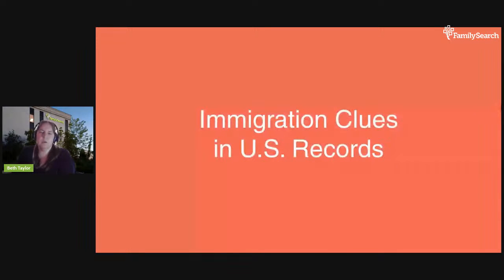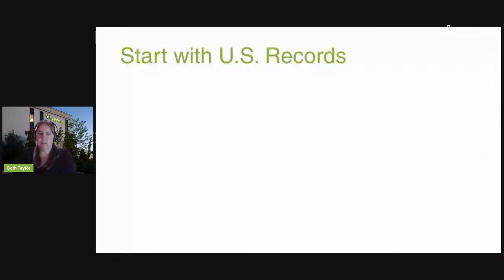Next up, I want to talk about the U.S. records that actually have clues about your ancestors' immigration: when they came, what port they might have arrived at, and what ship they arrived on. Those are the questions you want to ask in order to figure out the town that they came from in their homeland. Like I mentioned earlier, you need those details in order to actually start researching in the homeland itself. So let's take a look at some records.